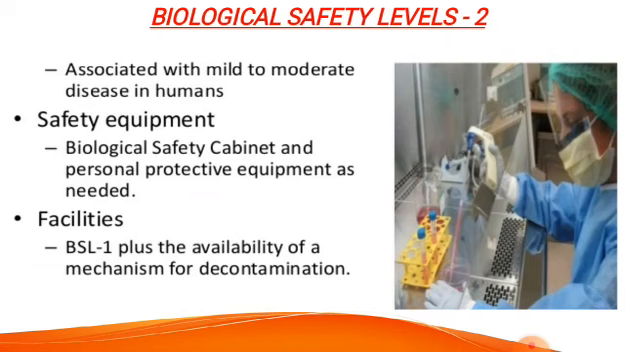In biological safety level 2, these microbes are associated with mild to moderate disease in humans. For safety equipment, we want a biological safety cabinet and personal protective equipment as needed. For facilities, biological safety level 1 plus the availability of a decontamination mechanism. This is for biological safety level 2.